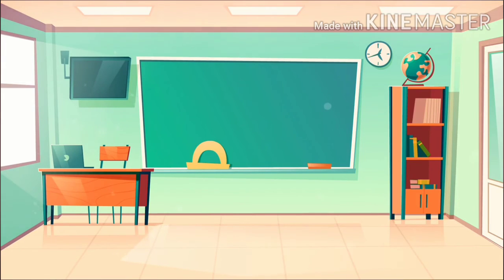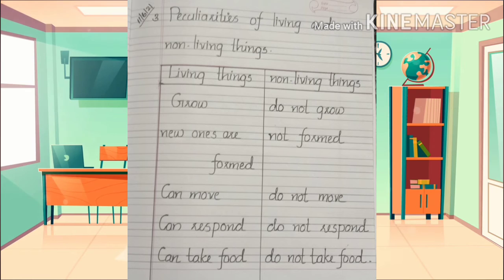Okay children, next, what are the peculiarities of living and non-living things? You just look at this table. Peculiarities of the living thing and peculiarities of the non-living thing. First one, living things can grow. Non-living things do not grow. Second point, living things form new ones, non-living things do not form new ones.